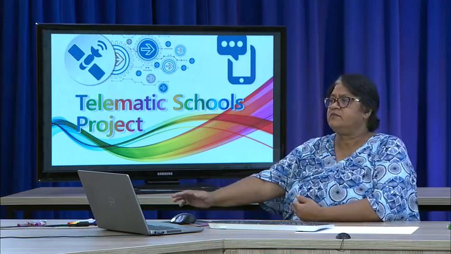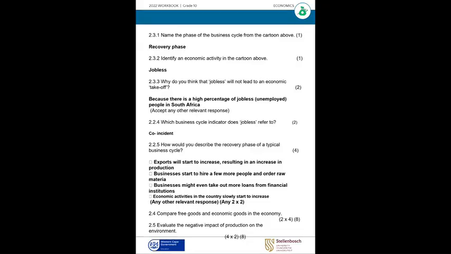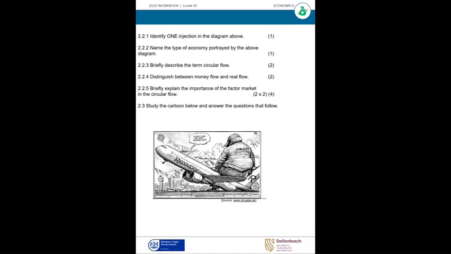Right, then your 2.3, very similar. There it says, study the cartoon below and answer the questions that follow. So you must look at the picture and see what you can make of that, and then answer the questions that follow from this picture. There are the questions, always 5 questions, and they are always 1, 1, 2, 2, and 4. So the first one there: name the phase of the business cycle from the cartoon above, but the answer is given to you in the cartoon.